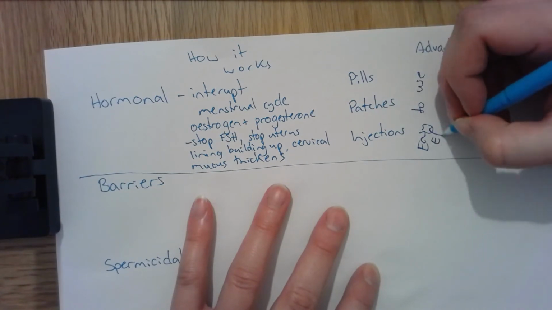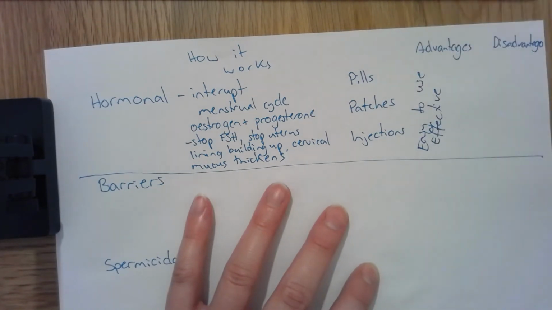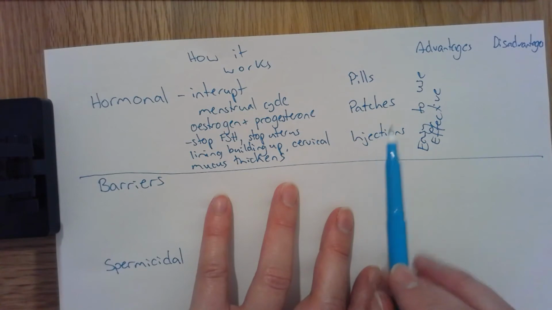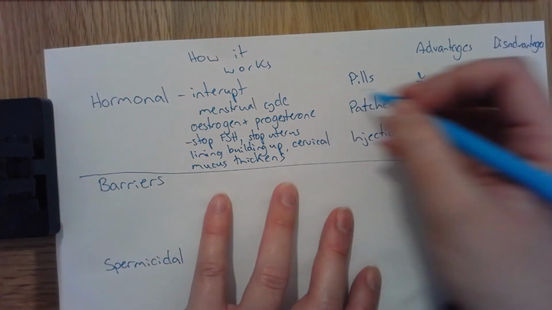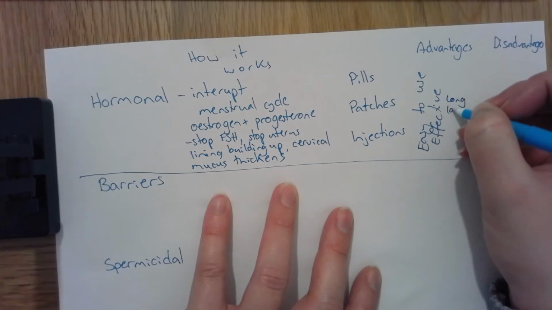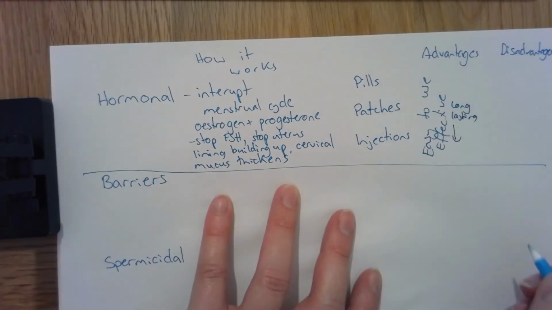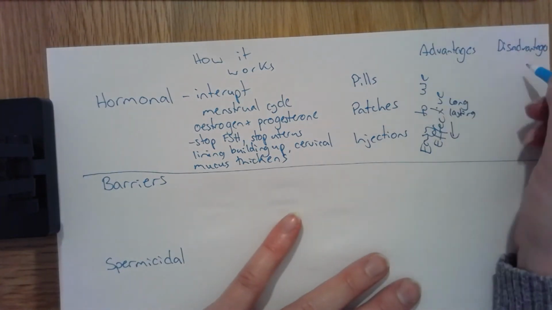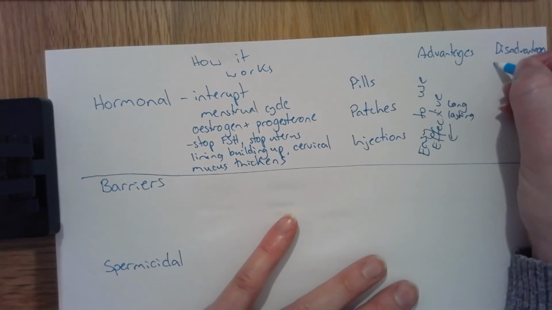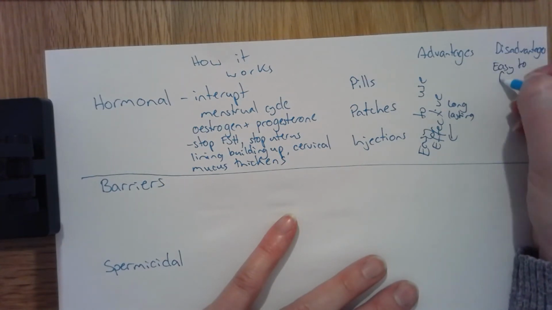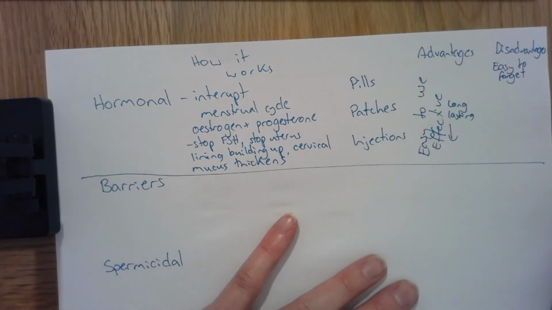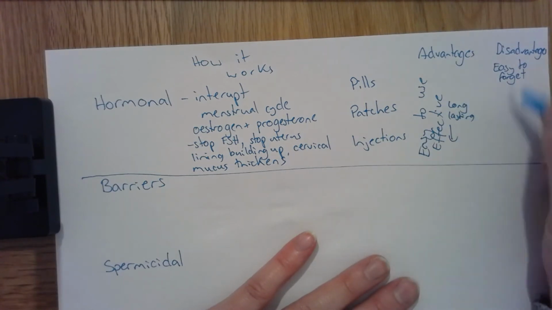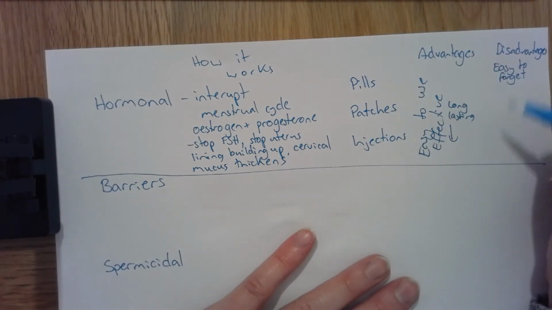And they are effective. Because these ones are longer lasting, they have that as an advantage as well. So patches and injections are both long lasting. Pills have to be taken every single day. The disadvantage to that is that you could forget to take a pill. With the patches, there is a risk that you'll forget to change a patch, but it is less so than the pill because you don't have to do it every day.